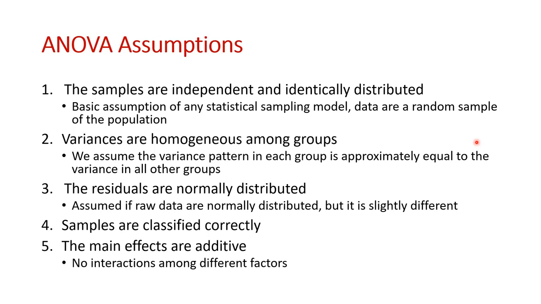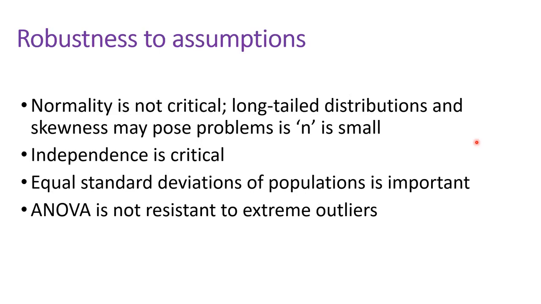This one is tricky, right? The residuals are normally distributed, meaning that we're assuming the raw data is from a normal distribution. Samples are classified correctly, so the grouping variables are correct, and that the main effects are additive, right? There's no interactions between different factors. Some of those ANOVA is robust to, some of it is not. Again, depending on sample size and the variance, you may or may not have to try a different analysis because ANOVA is not appropriate.